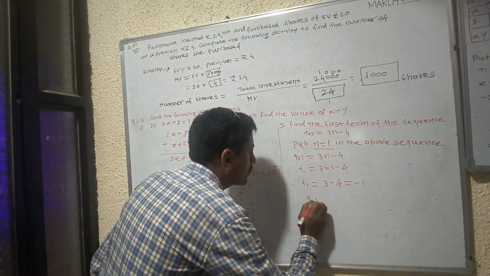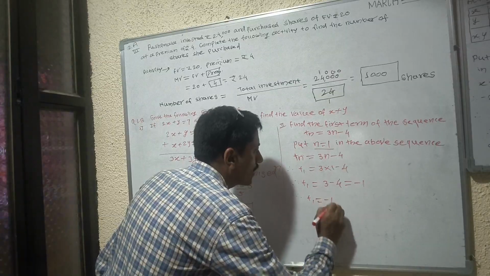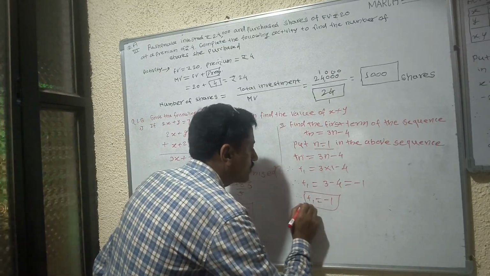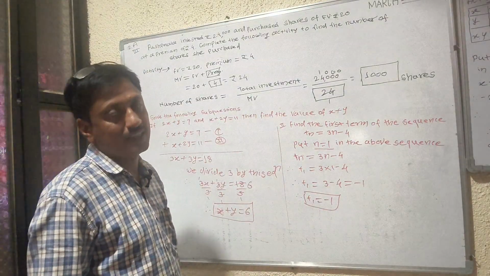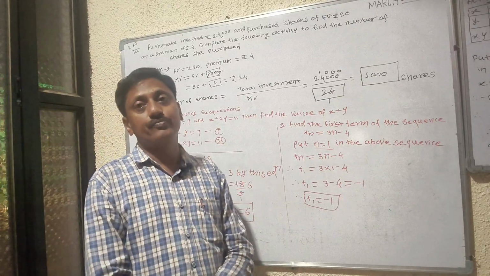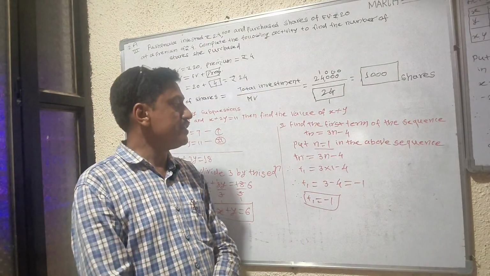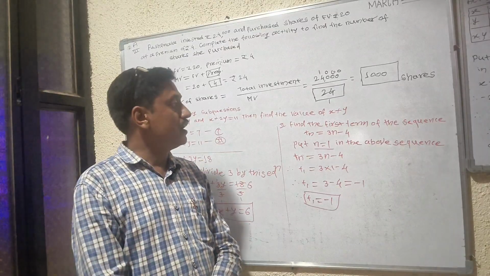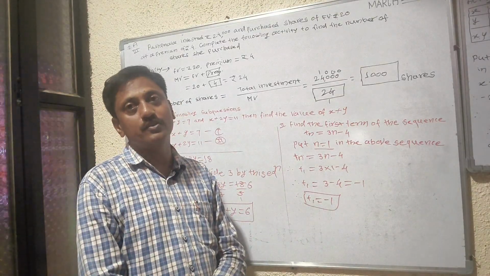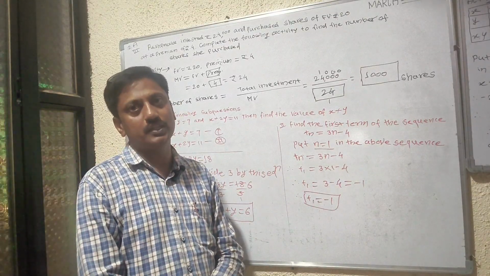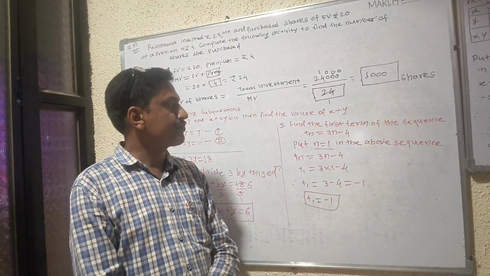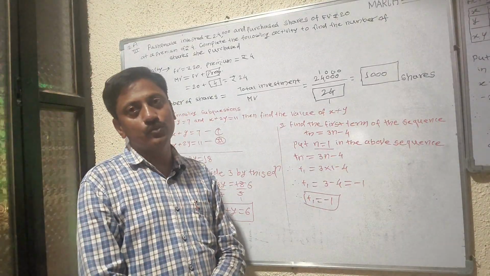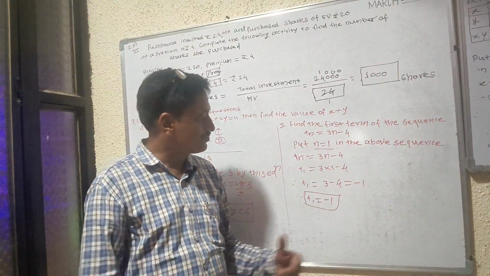Since the first term T1 is equal to minus 1. This is how we get the answer. The question is very easy when we pay attention towards the question and we get the solution easily.